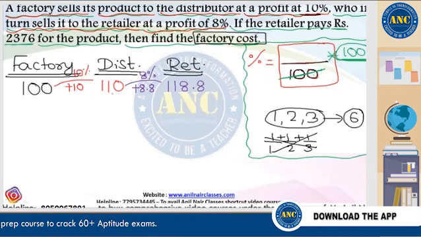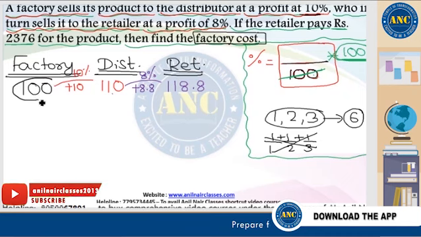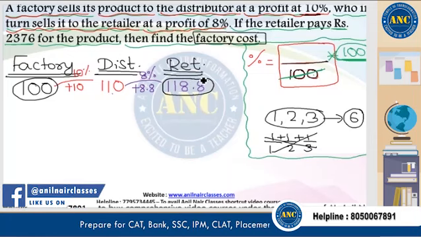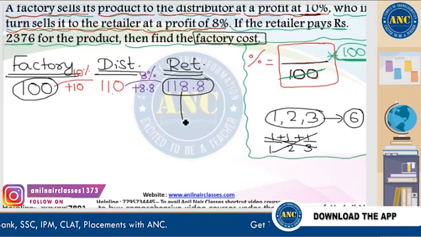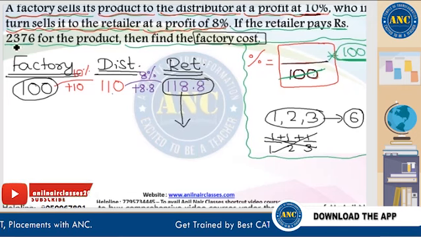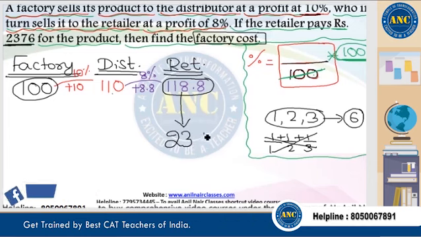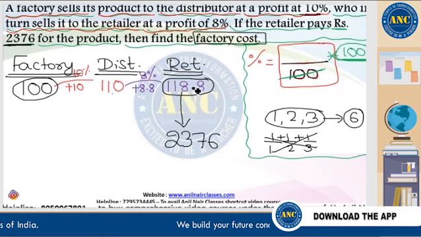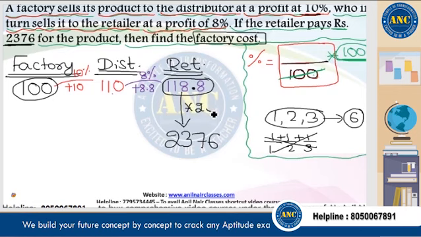Now, according to my assumption, the factory cost is 100, and the retailer is paying 118.8. But according to the question, the retailer is paying 2376. According to my assumption 118.8, according to the question 2376. So 118.8 is becoming 2376. Multiply by which number? Multiply by 20.